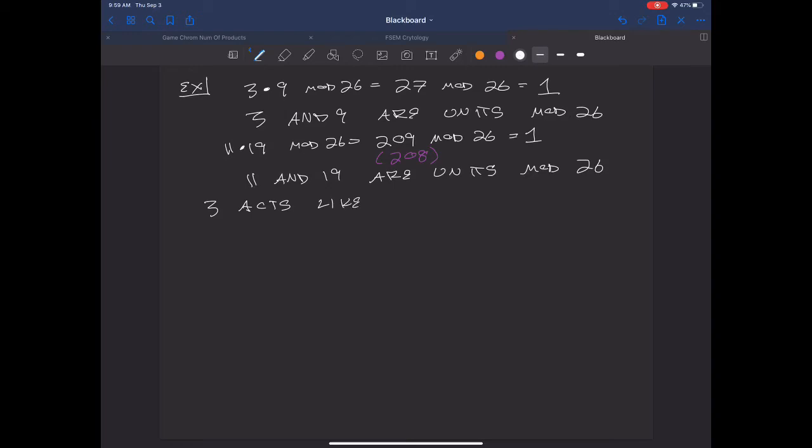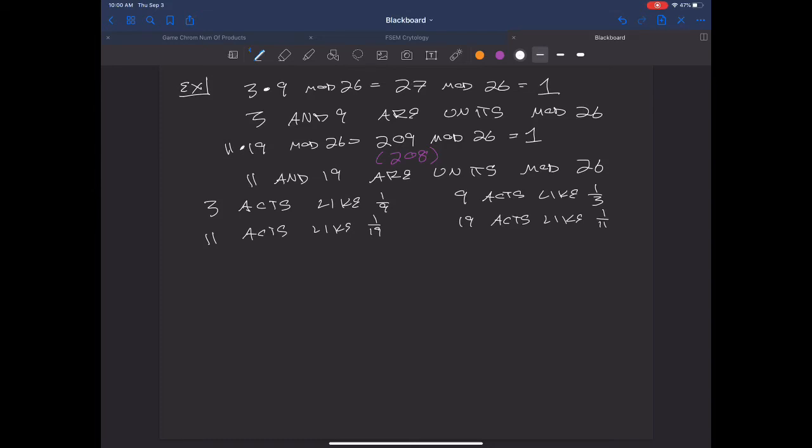3 acts like 1/9 in mod 26, and 9 acts like 1/3 in mod 26. All right, and taking a look at this bit right here, 11 acts like 1/19, and 19 acts like 1/11, all right? The only numbers that exist are 0 to 25, but there is sort of an equivalent to 1/9 in there, and that is the number 3.